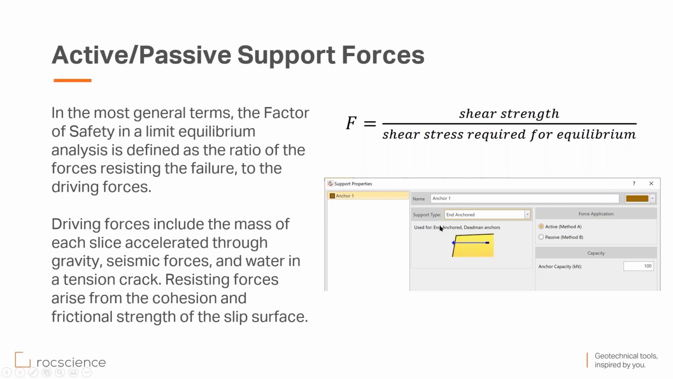Let's see what these options are. In general, the equation for the factor of safety is the relationship between the resisting force over the driving forces. So our resisting force is shear strength, the driving force is shear stress. The support type that we have, the support force, can act in two different directions. It can either reduce the active force or driving force, or increase the passive force or resisting force.